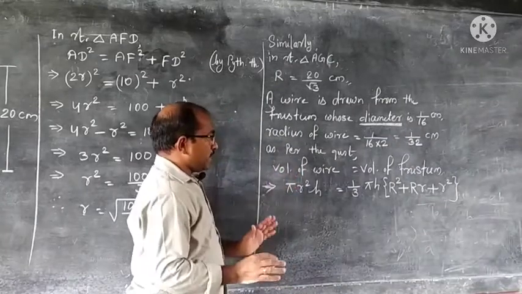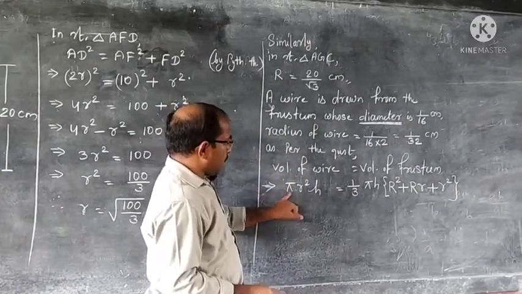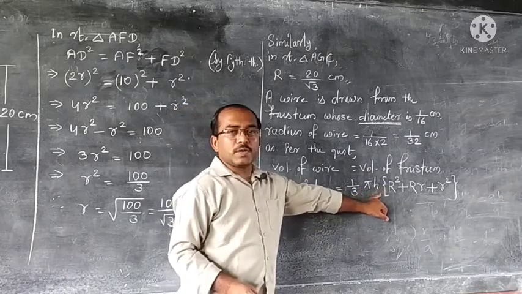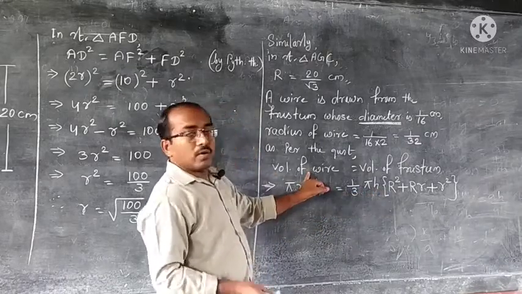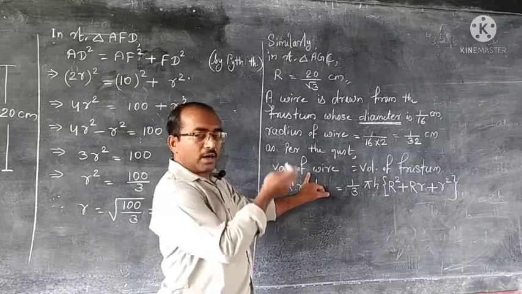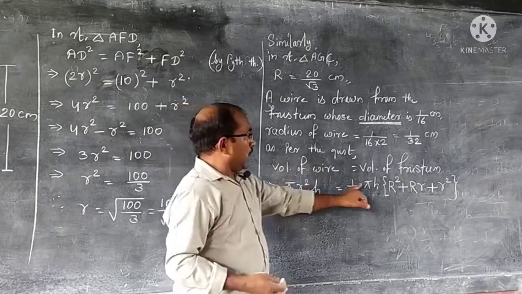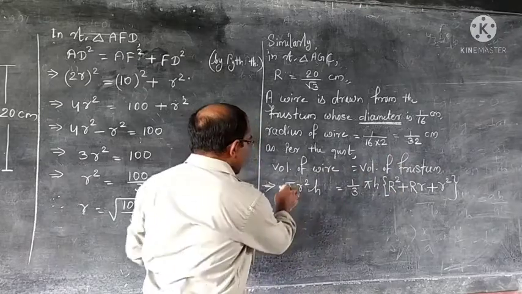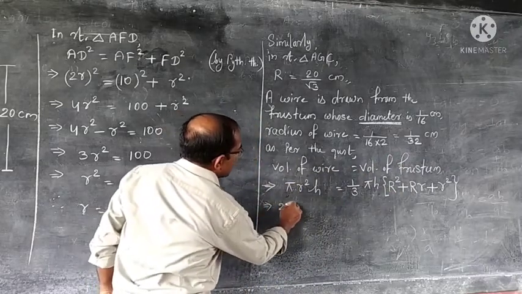So now we have everything. Let's see here, pi itself we will cut, but don't think that h we will cut, because this height is the length of wire, and this height is the height of the frustum. So here don't cut, you just use the value after that.